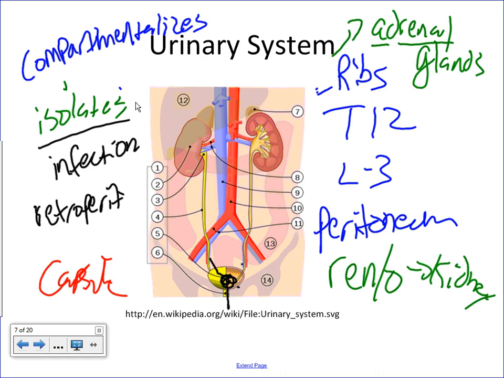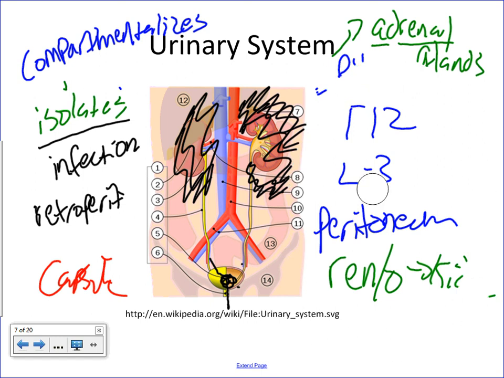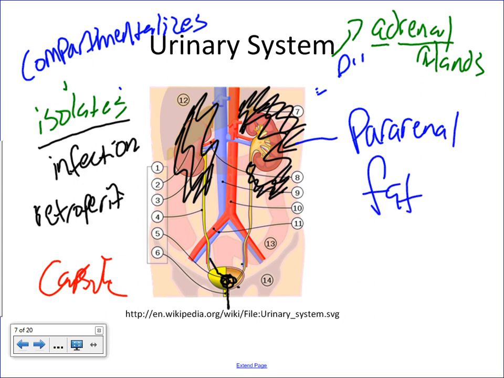And so we've got the renal capsule, this cellophane wrap that surrounds the kidneys. Next, what you're going to see is adipose tissue, or fat, that basically engulfs the kidneys and holds them in place. This fat is called pararenal fat.